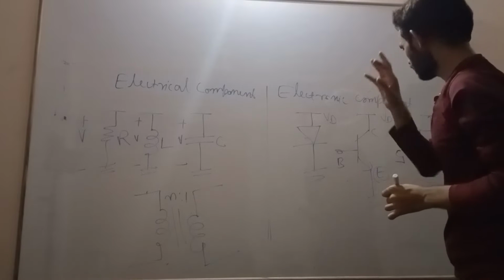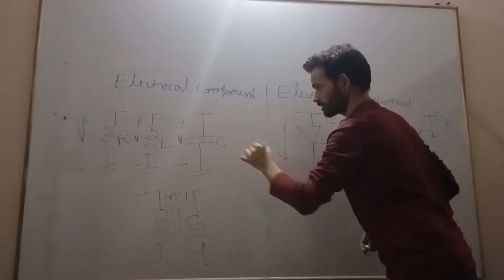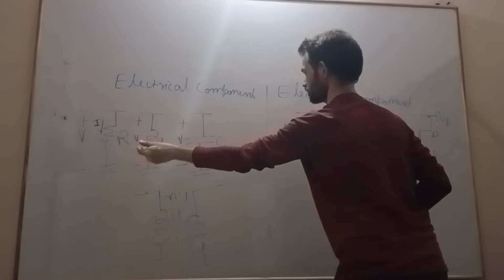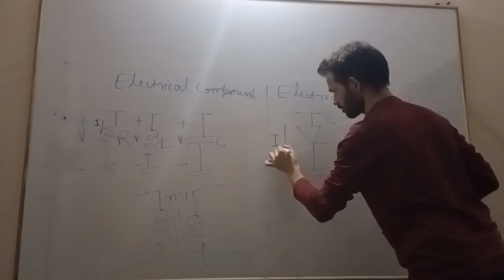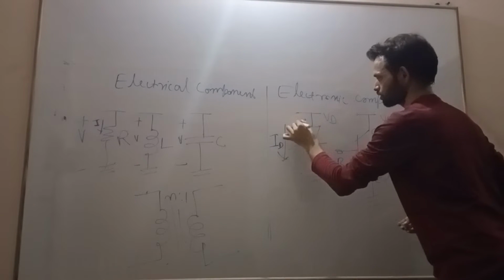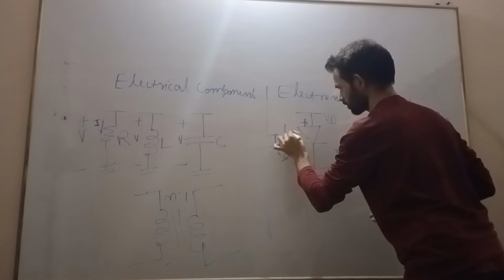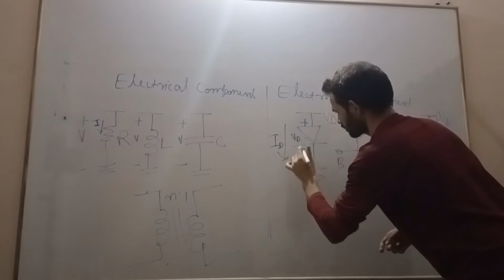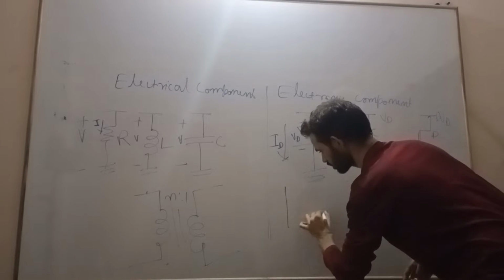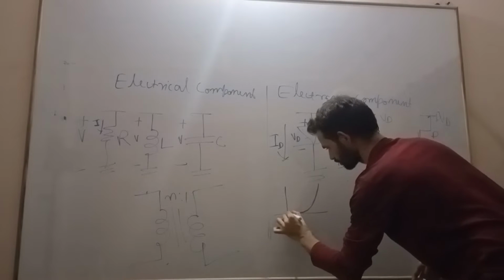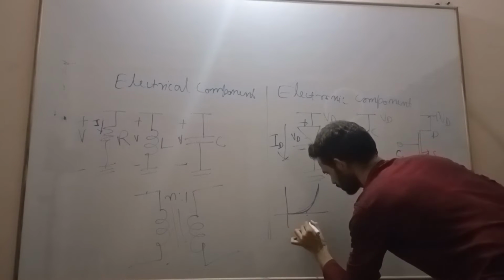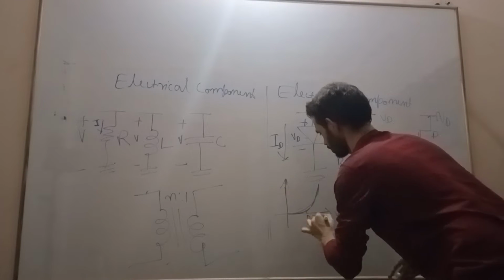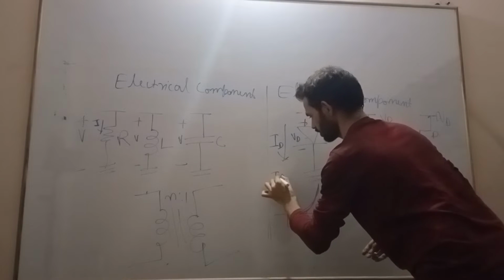Now you see here, the current is passing through this resistor, and here the current is passing through the diode, ID, positive and negative, and the voltage drop is VD across the diode. What is the voltage drop across the diode? This is the cut-in voltage, 0.7 volt across the diode, after which the diode will turn on, and this is the drain current ID.